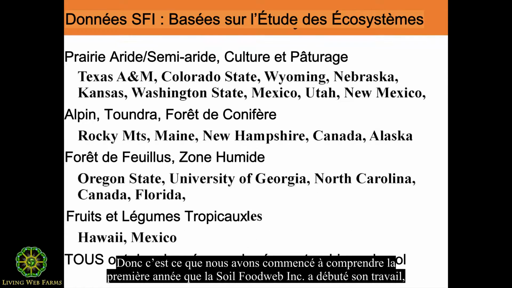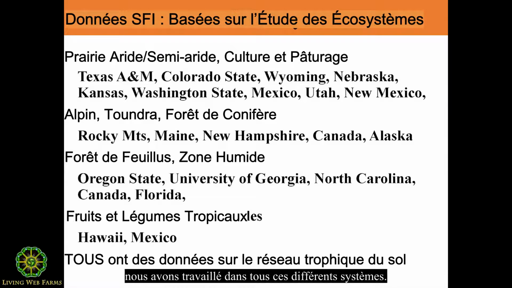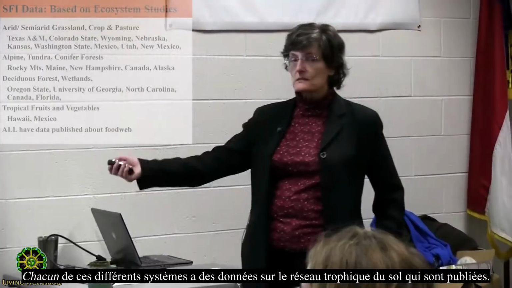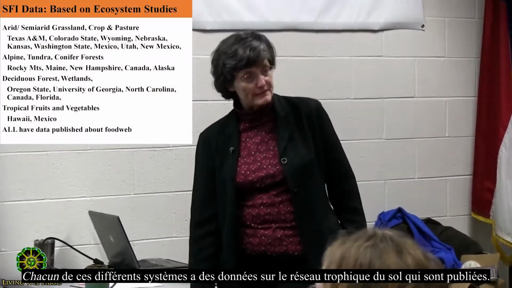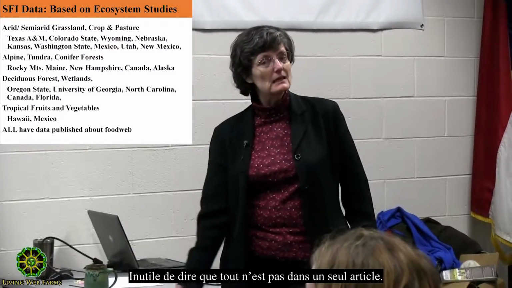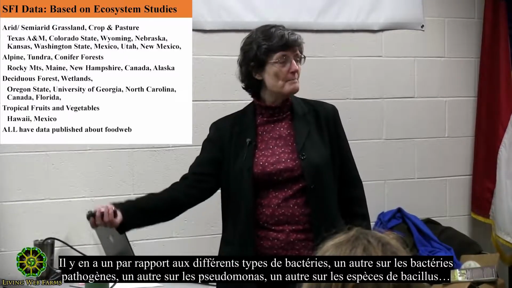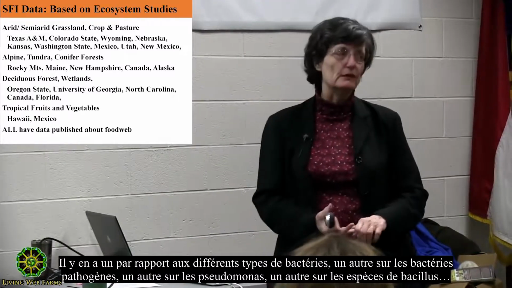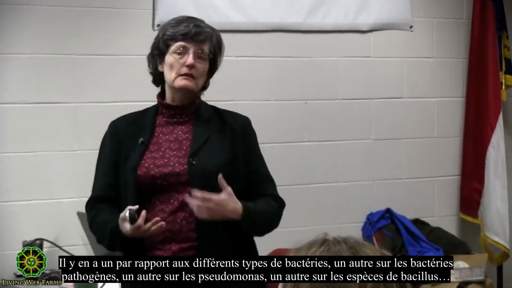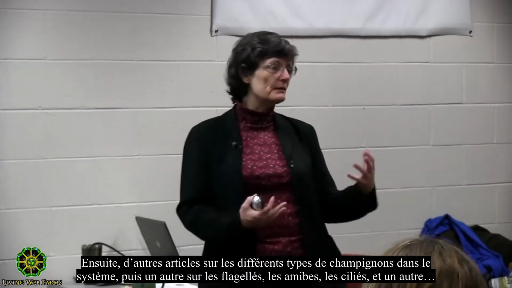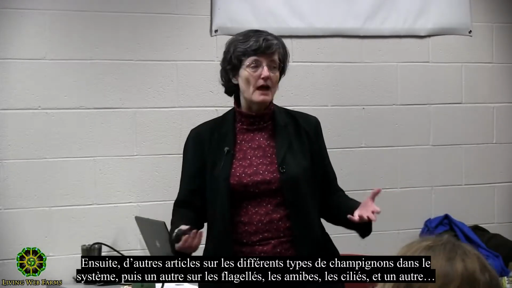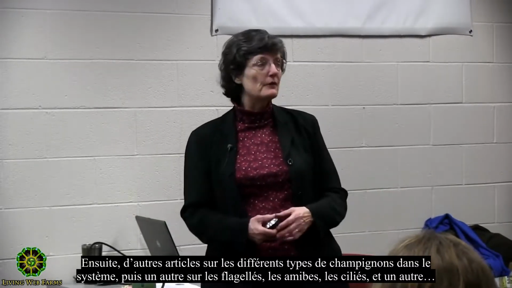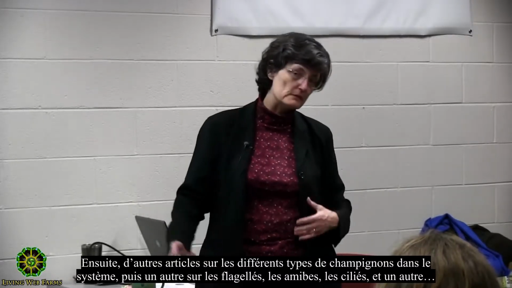So, starting to understand some of these things in the first year that Soil Food Web Incorporated started working, we worked in all of these different kinds of systems. All of these systems have the data about the food web published. It's just that it's not in a single publication. There'll be a publication about the different kinds of bacteria, and then another one about the disease-causing bacteria, and then another one about the pseudomonads, and another one about the bacillus species. And then there'll be a paper about several different types of the fungi in the system. And then there'll be another paper about the flagellates and amoeba, another one about the ciliates, another one.